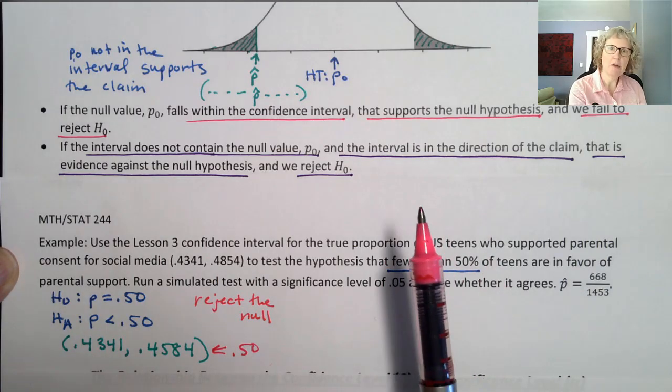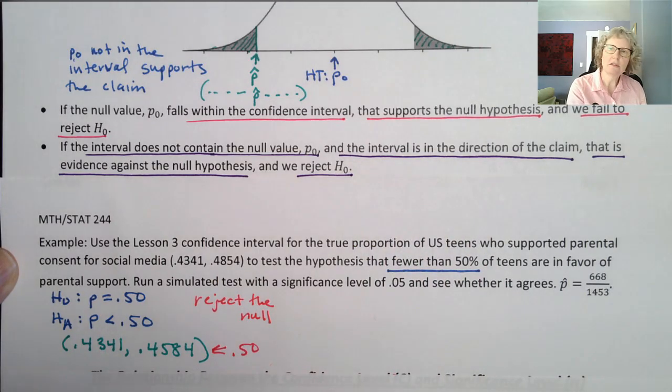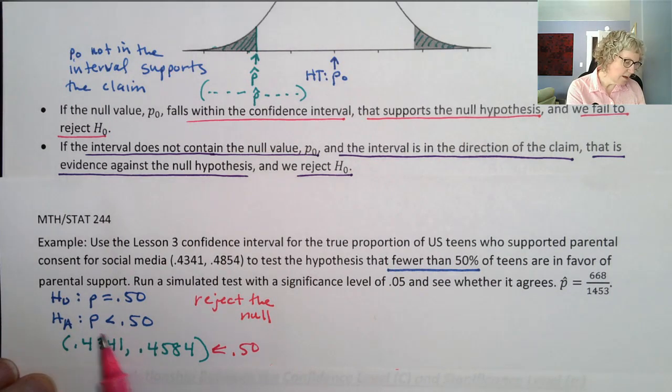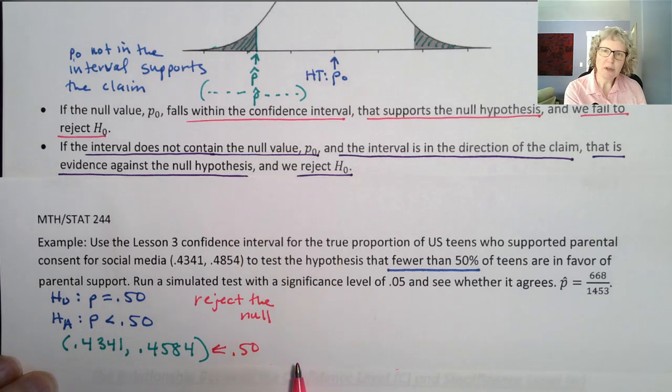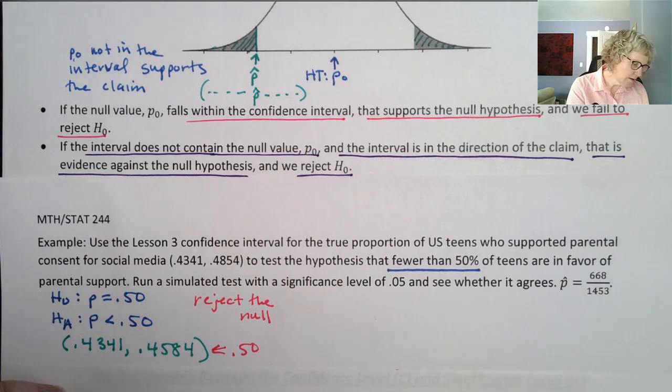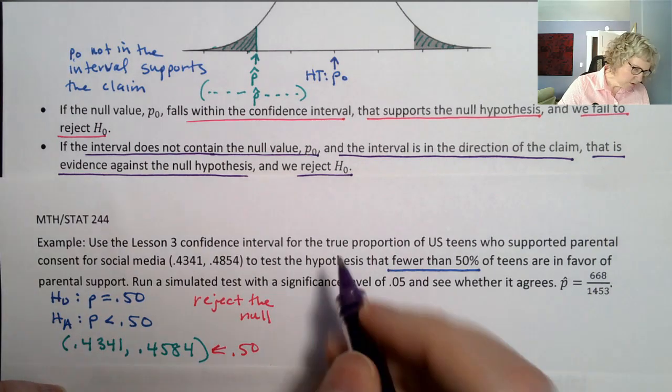So that's what I mean by the interval being in the direction of the claim. Because this is a left tail test, if the interval was completely above 50%, 50% wouldn't be in it, but it would be going in the wrong direction. In that case, our evidence is just in the wrong direction, so it's pretty clear that it's not evidence for the claim, but I just want to make sure that we're checking that it's going in the right direction.